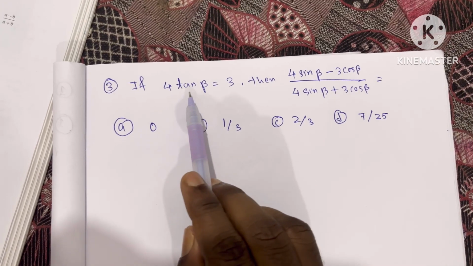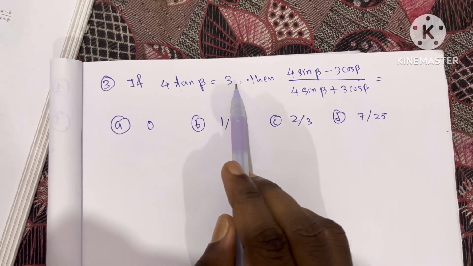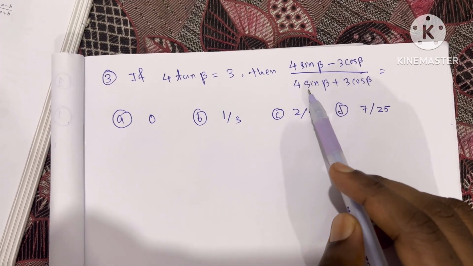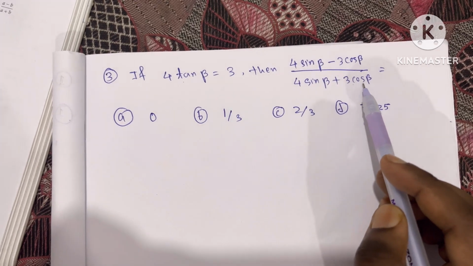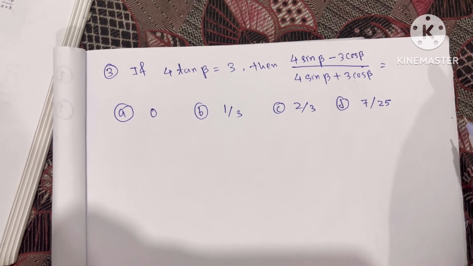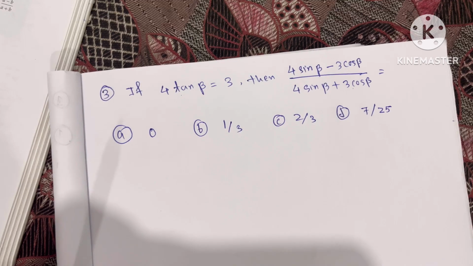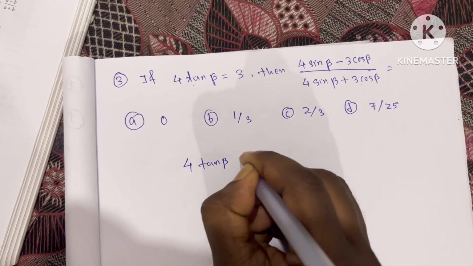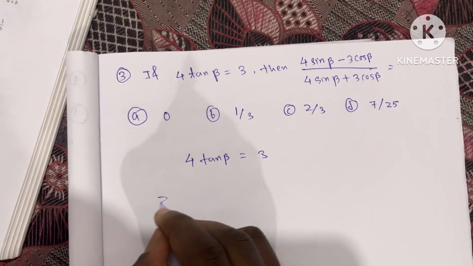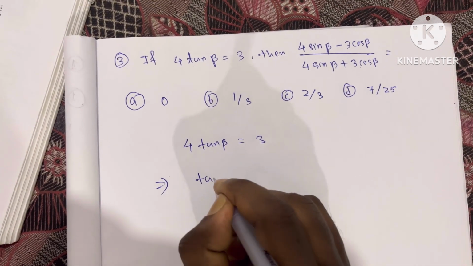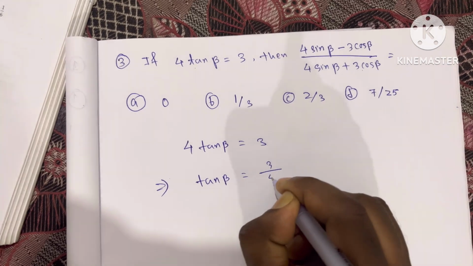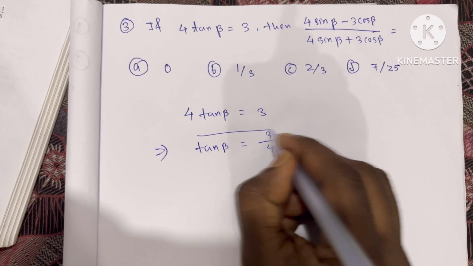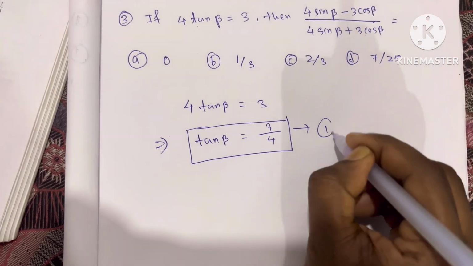So question number 3: if 4 tan beta is equal to 3, then find the value of 4 sin beta minus 3 cos beta divided by 4 sin beta plus 3 cos beta. So this is also very simple. According to the question, given that 4 tan beta is equal to 3, from this we can find the value of tan beta. Tan beta is equal to 3 by 4. This I consider as equation number 1.